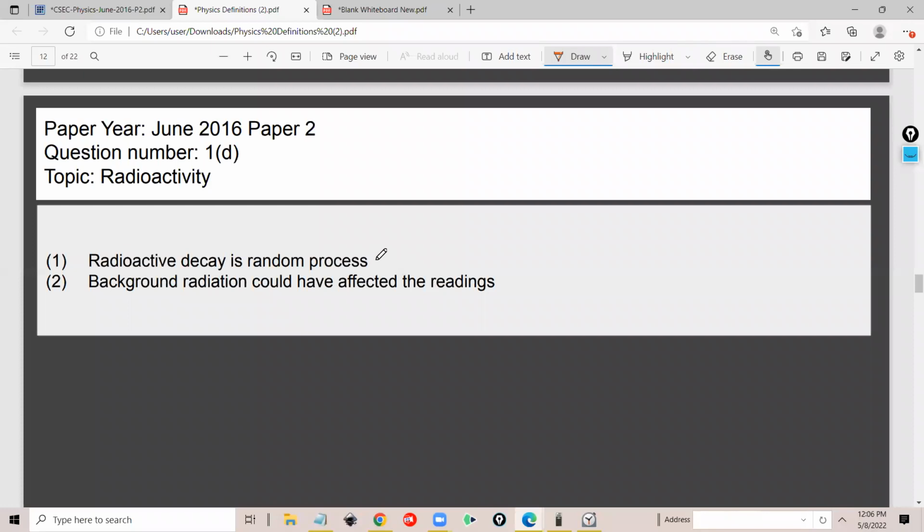So there were two answers for that one. I want everyone to write the two answers. It could be because of the random nature of radioactive decay, or the background radiation could have affected it. They only ask for one. You take down both of them, and on the day of the exam, you just choose one.